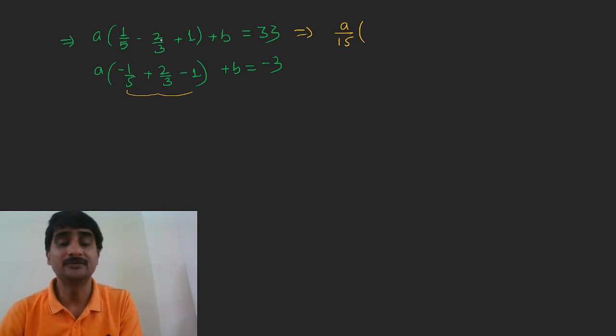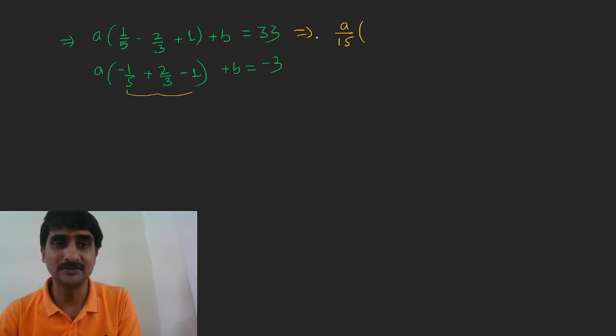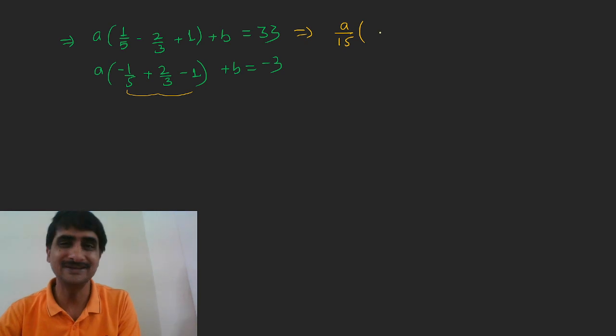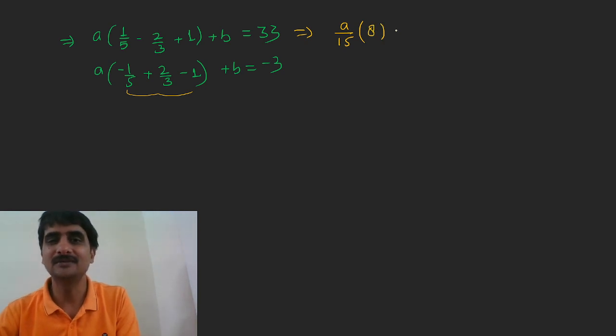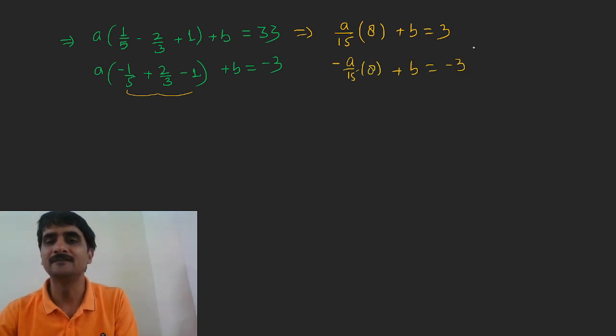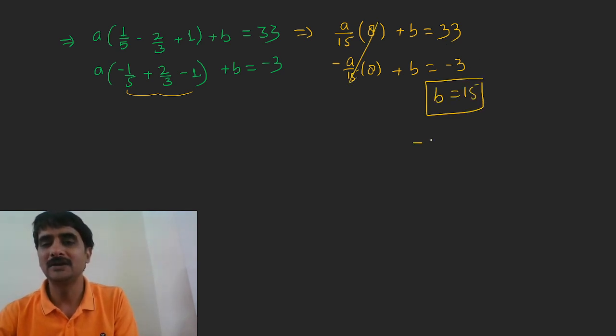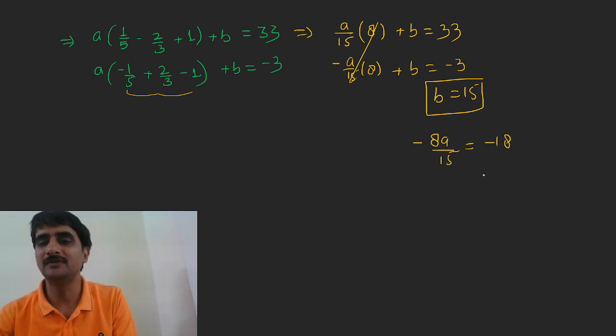Okay, 3 minus 10 is minus 8 plus 7, I'm sorry, it's 8 by 15, okay, plus b is equal to 33, and similarly it would be a by 15 into minus 8 plus b is equal to minus 3. Add them, you get b as 15. Once you have b, you have minus 8a by 15 is equal to minus 18. You have a as 135 by 4.